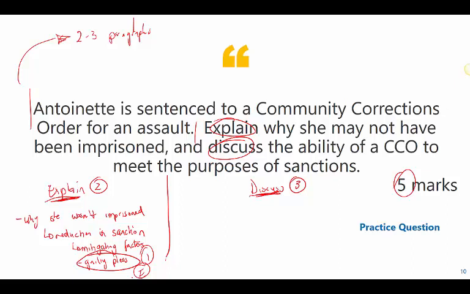Then obviously there's the discuss element, which means meeting the purposes of sanctions. We just need to exchange opinions. Meets, doesn't. We know that it meets perhaps rehab, but it perhaps doesn't meet protection. And we're not going to spend a lot of time on that because we did that last video. So if you need more time on what purposes community corrections orders meets, head back to the last video.